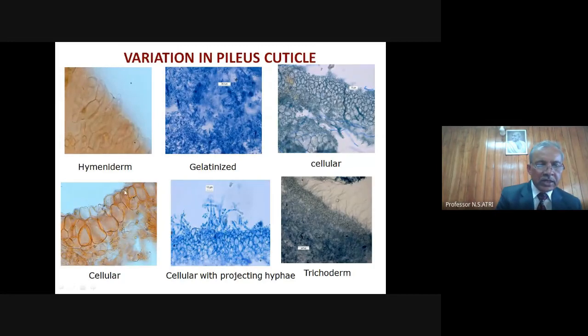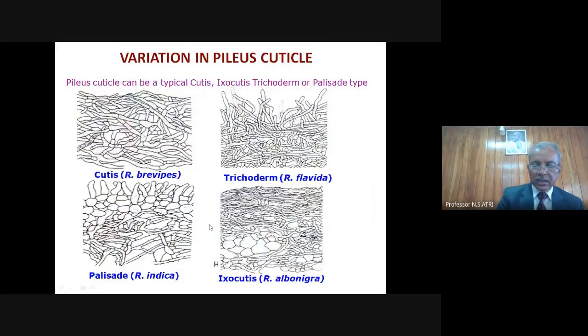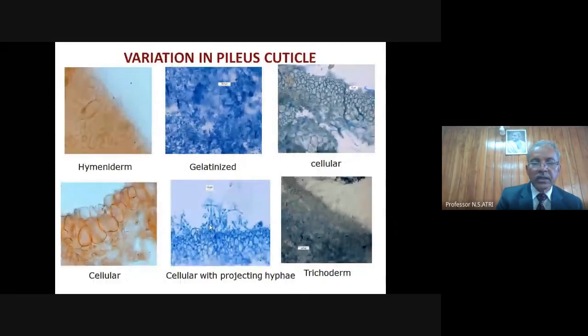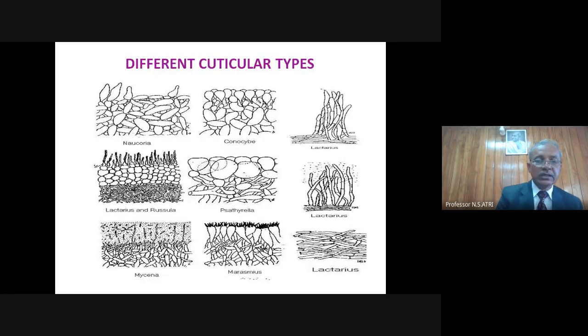Hymeniderm, a typical cellular type of cuticle, you find in a number of species of Coprinus, Psathyrella, etc. Gelatinized cuticle, you can see the cellular elements, how they are arranged. Trichoderm being formed here, with extensions. So you can see these elements like this. There is a lot of variation as far as this cuticular organization is concerned. You can see in different genera how they are. Even within the same genus, you find a lot of variation. See Lactarius, look at the cuticle variation in Lactarius. These are the three, and the fourth one here. So a lot of variations.